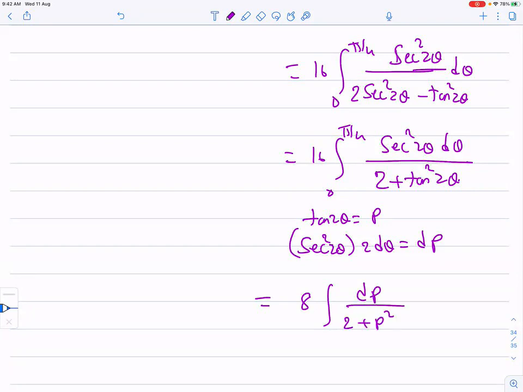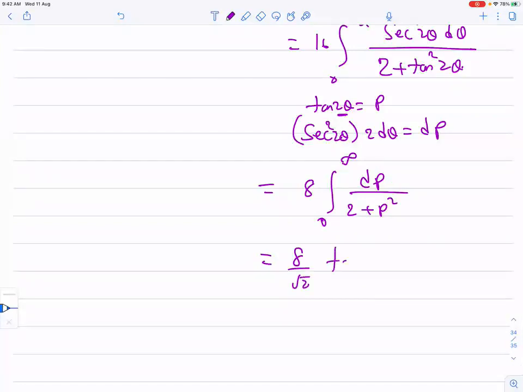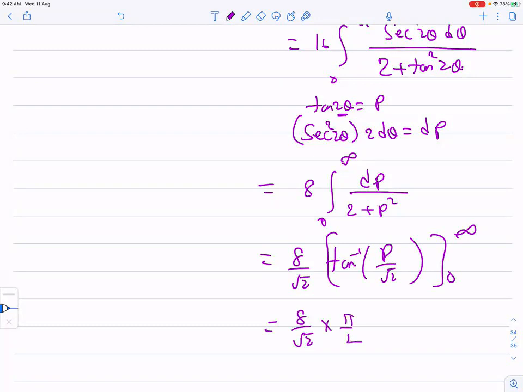Now इसमें एक small change है, like what are the limits? When theta is 0, p will be tan 0, 0. When theta is 45, p will be tan 90 or approaching infinity. Correct? So that is 8 by root 2 tan inverse p by root 2. Limits are from 0 to infinity. So when I substitute infinity, it will be pi by 2. 8 by root 2 into pi by 2. So that will be 2 root 2 pi.